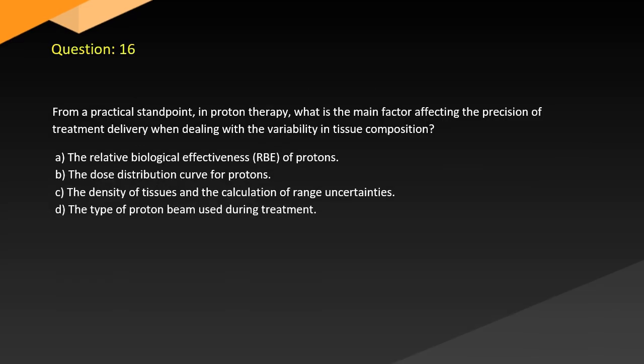Question 16. From a practical standpoint, in proton therapy, what is the main factor affecting the precision of treatment delivery when dealing with the variability in tissue composition? A. The relative biological effectiveness (RBE) of protons. B. The dose distribution curve for protons. C. The density of tissues and the calculation of range uncertainties. D. The type of proton being used during treatment.